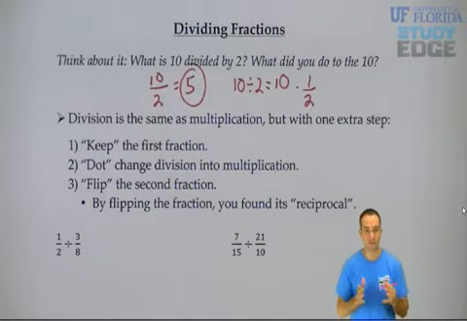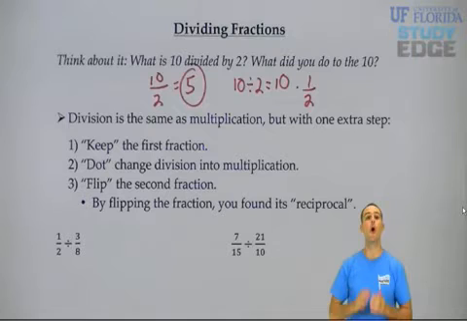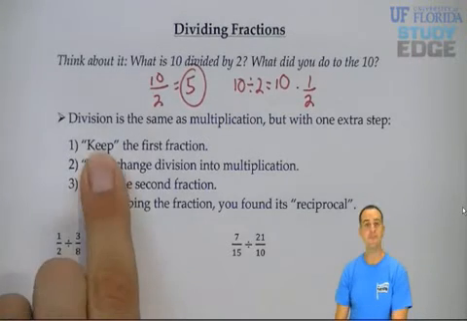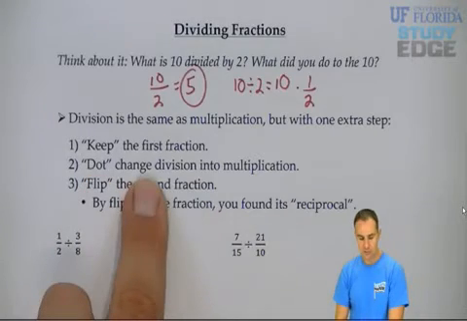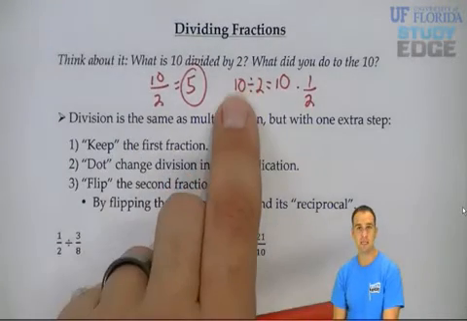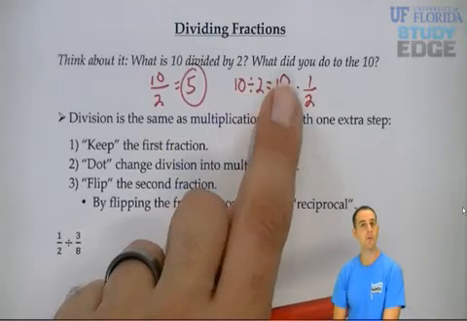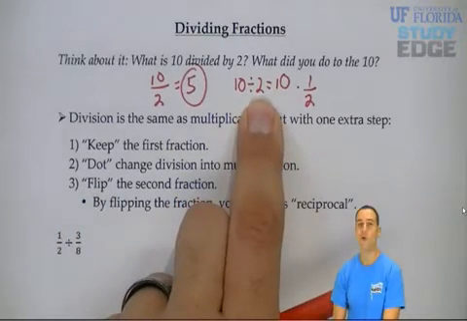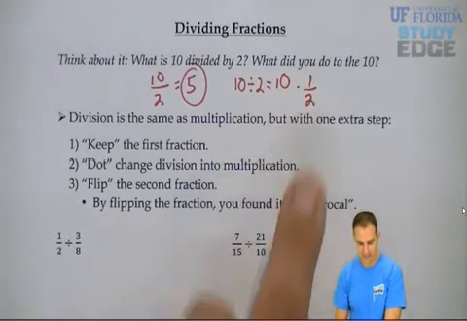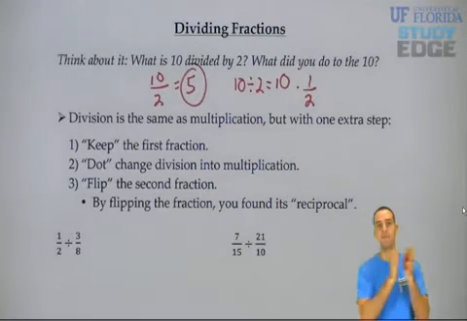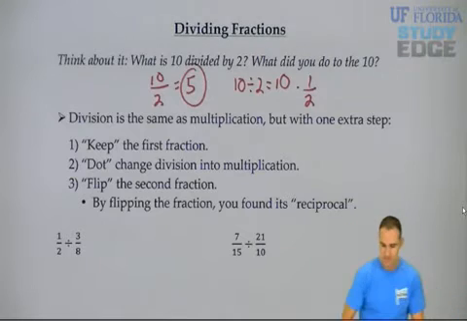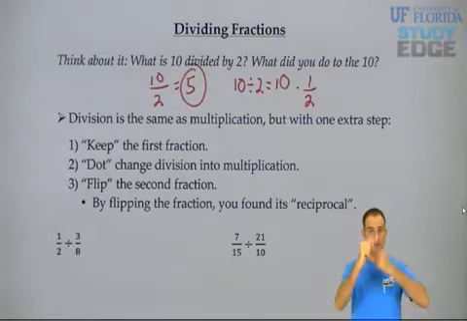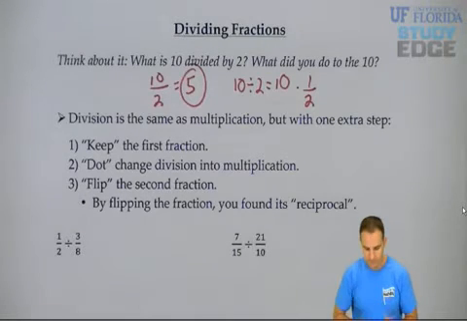But if you have any other fractions like the ones you're about to see on this page, division is the same as multiplication with one extra step. Keep the first fraction, dot, which means change division to multiplication. So I'm going to keep the 10, the division will become multiplication, and I'll flip the second fraction. 2, or 2 over 1, would become 1 over 2. So I'm going to keep, dot, flip. By flipping the fraction, that is what's called in mathematics the reciprocal.